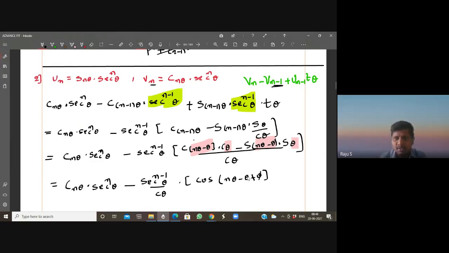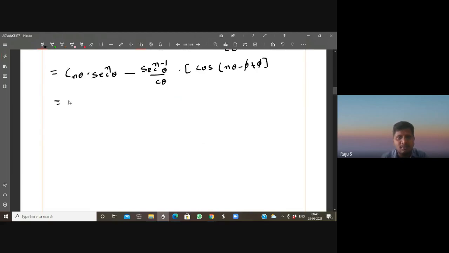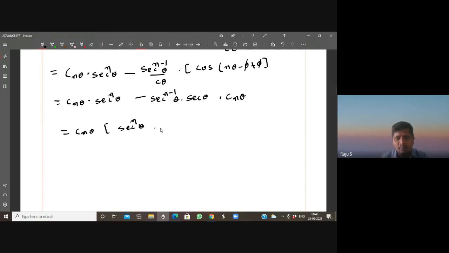It is plus. Now see here, theta minus theta gets cancelled. Here cos remaining is cos n theta, at the first term, and the second term will be the same, cos n theta. Secant power n minus 1; if I take cos theta into the numerator, that is also secant theta, into cos n theta. So you can take cos n theta as common. Then clearly it is secant power n theta minus secant power n theta. Bases are same, add the power. So what is the answer here? 0.